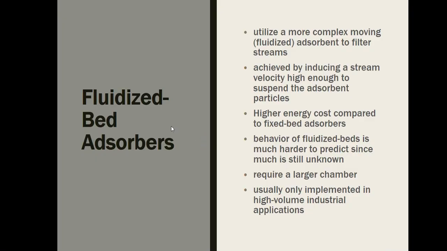We have the fluidized bed. Now this one utilizes a more complex moving fluidized adsorbent to filter the system. So this time your adsorbent solids are not fixed. They are moving together with the fluid that is to be processed. This is achieved by inducing a stream velocity high enough to suspend the adsorbent particles. So in the process of flowing the fluid together with the adsorbent, there has to be enough velocity, that way your adsorbent, that is your solids, remain suspended in the fluid as they move.